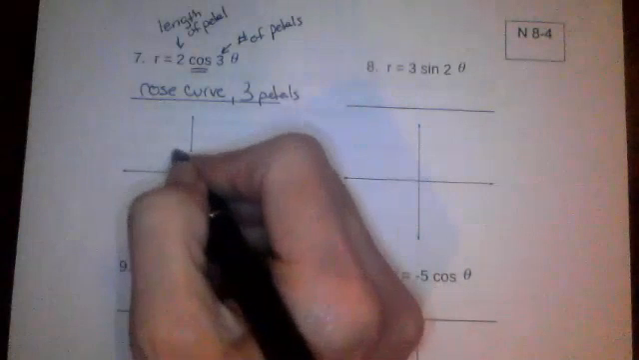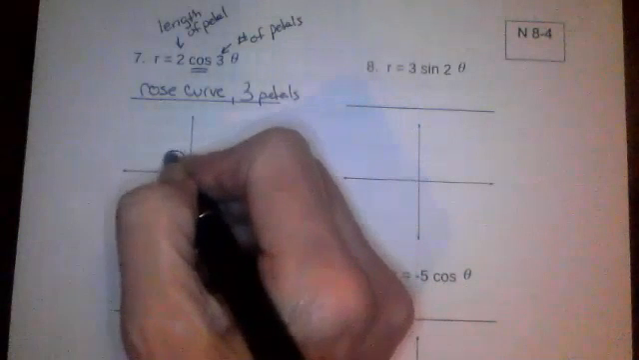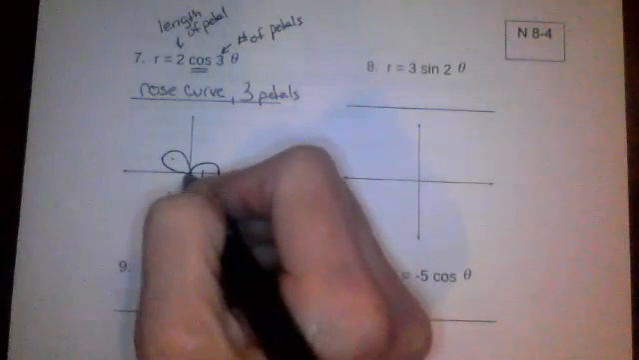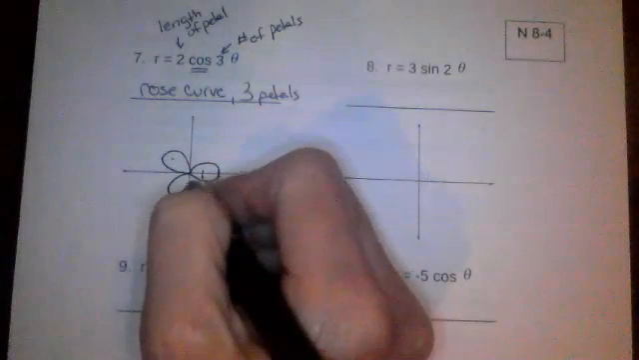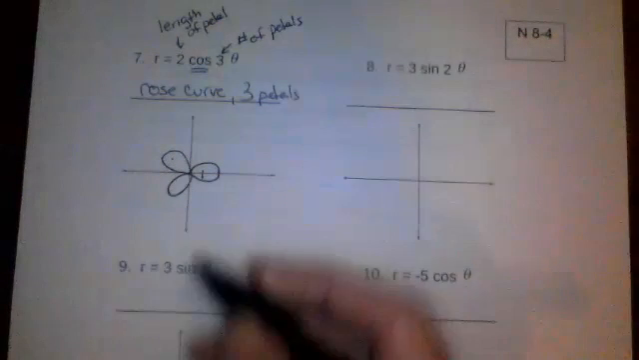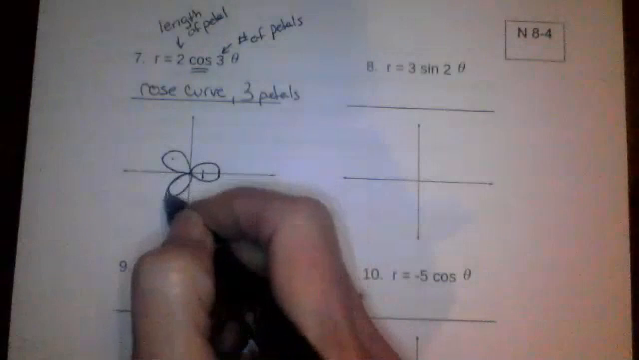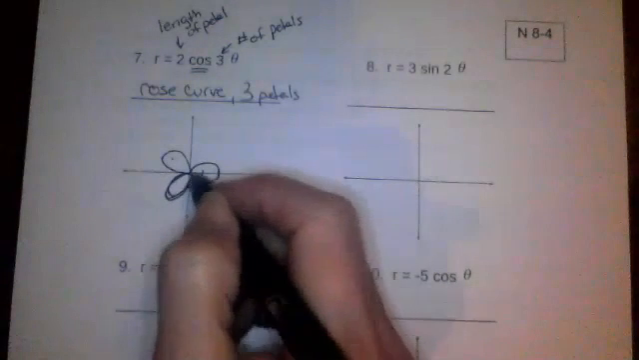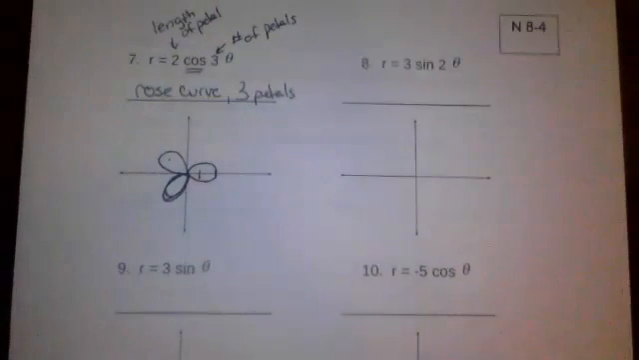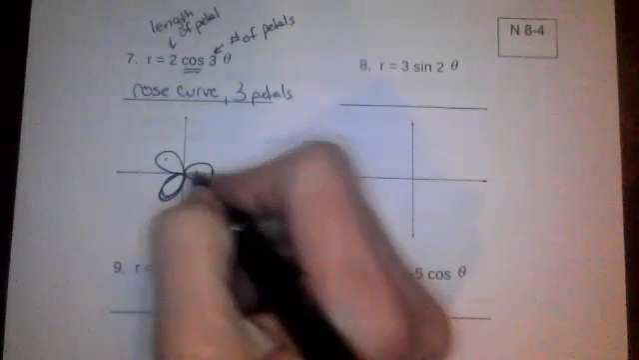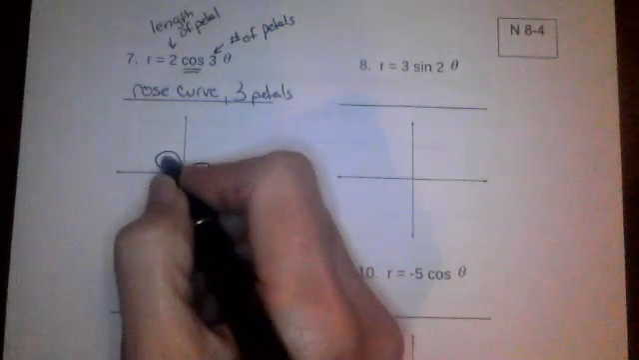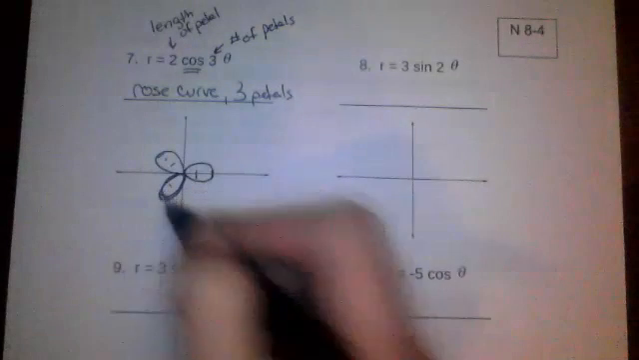So I go 2 units out this way and 2 units out this way. Now, since it's on the diagonal, we can't really go out 2. We just have to estimate 2 units. That was probably a little too small, but anyway, 2 units long is going to be the length of each of these petals. 1, 2, 1, 2.